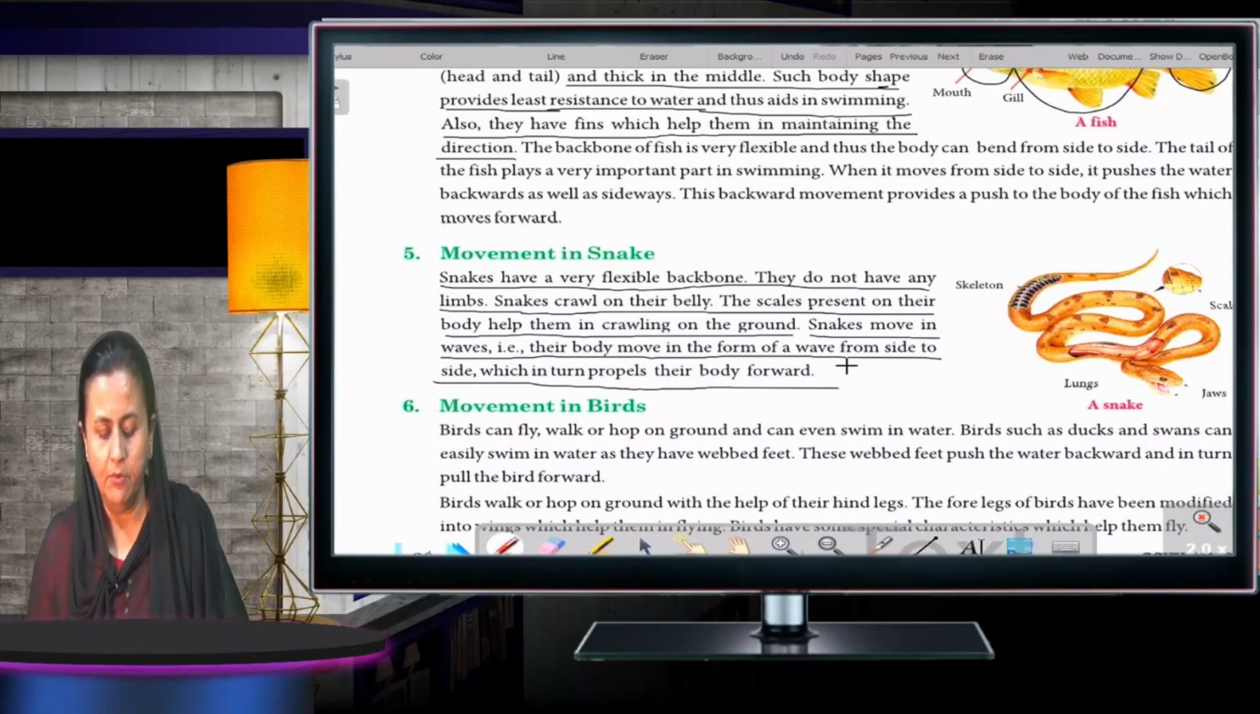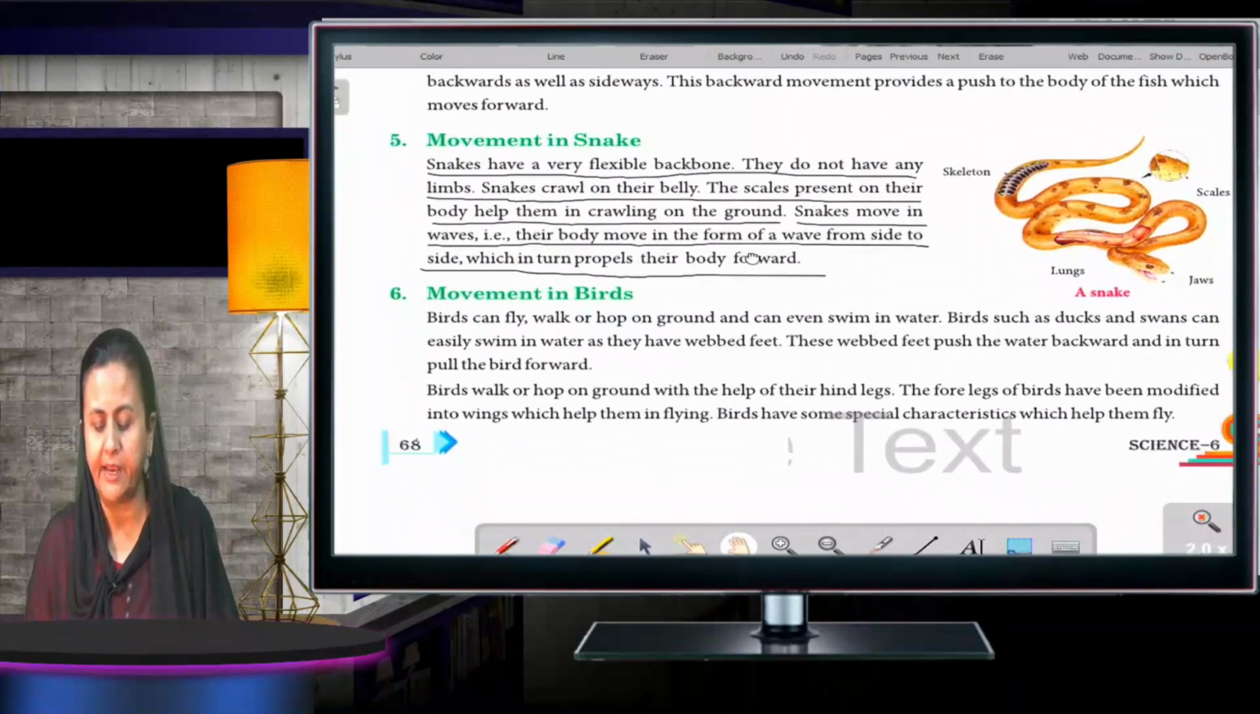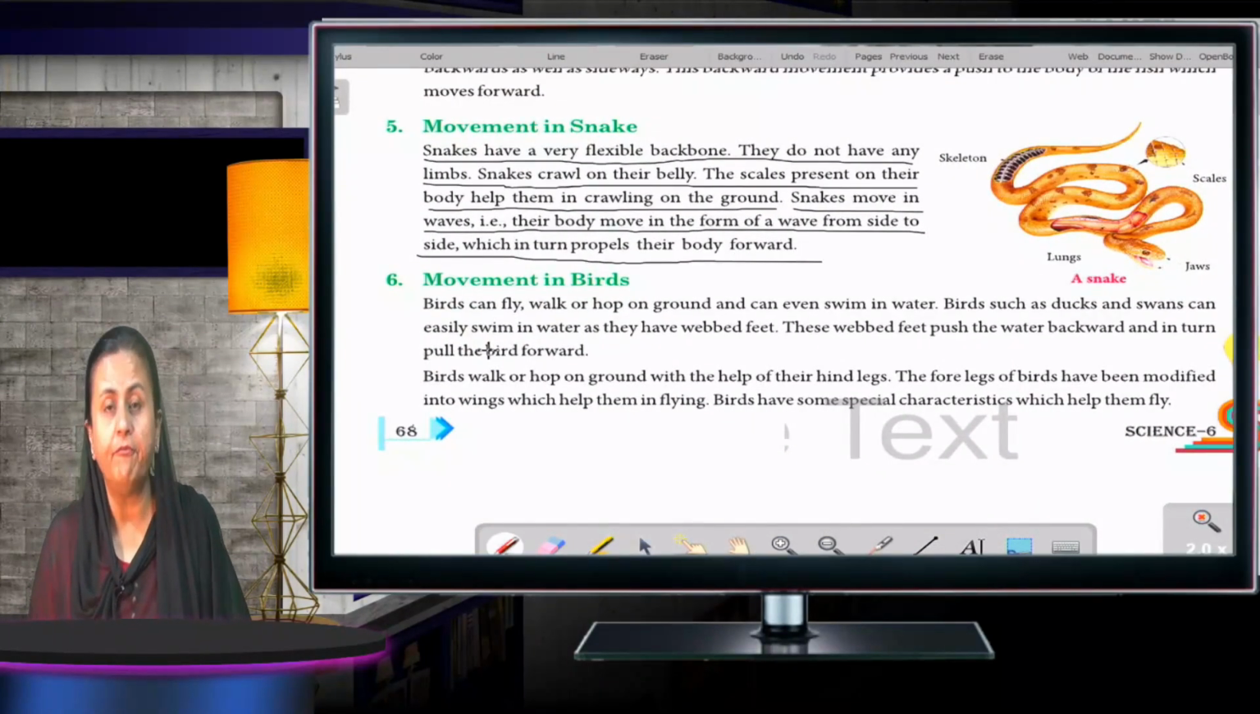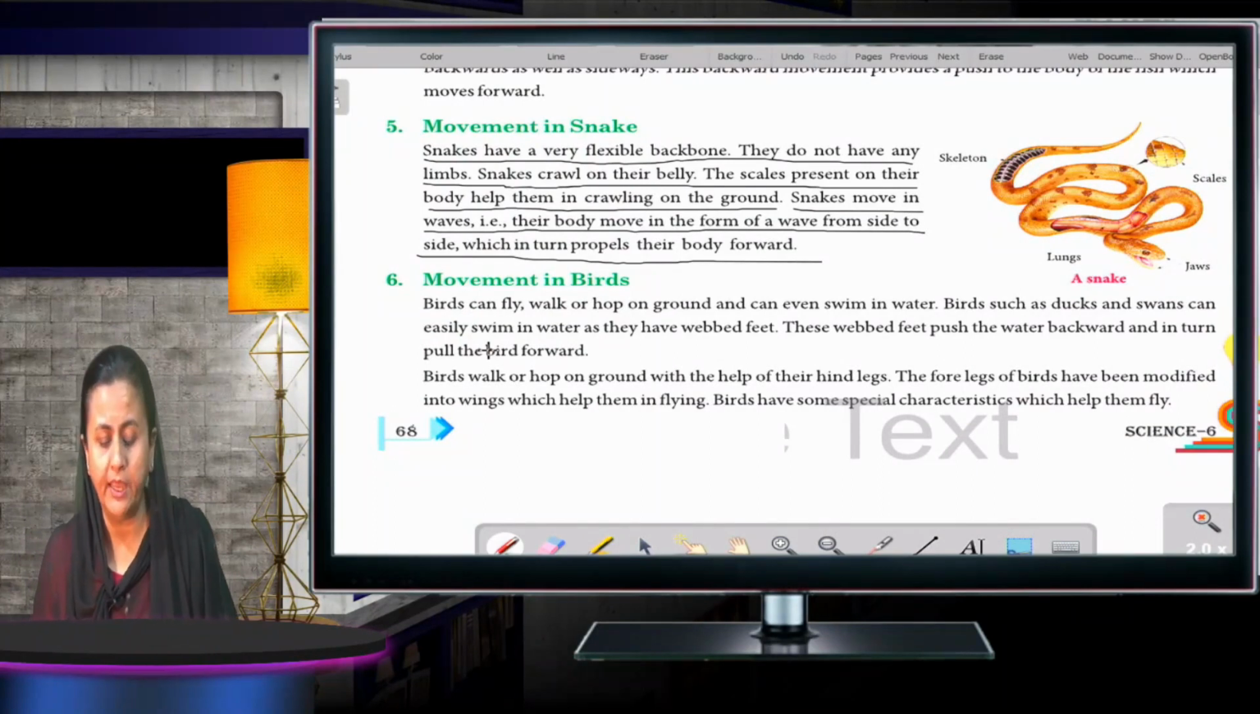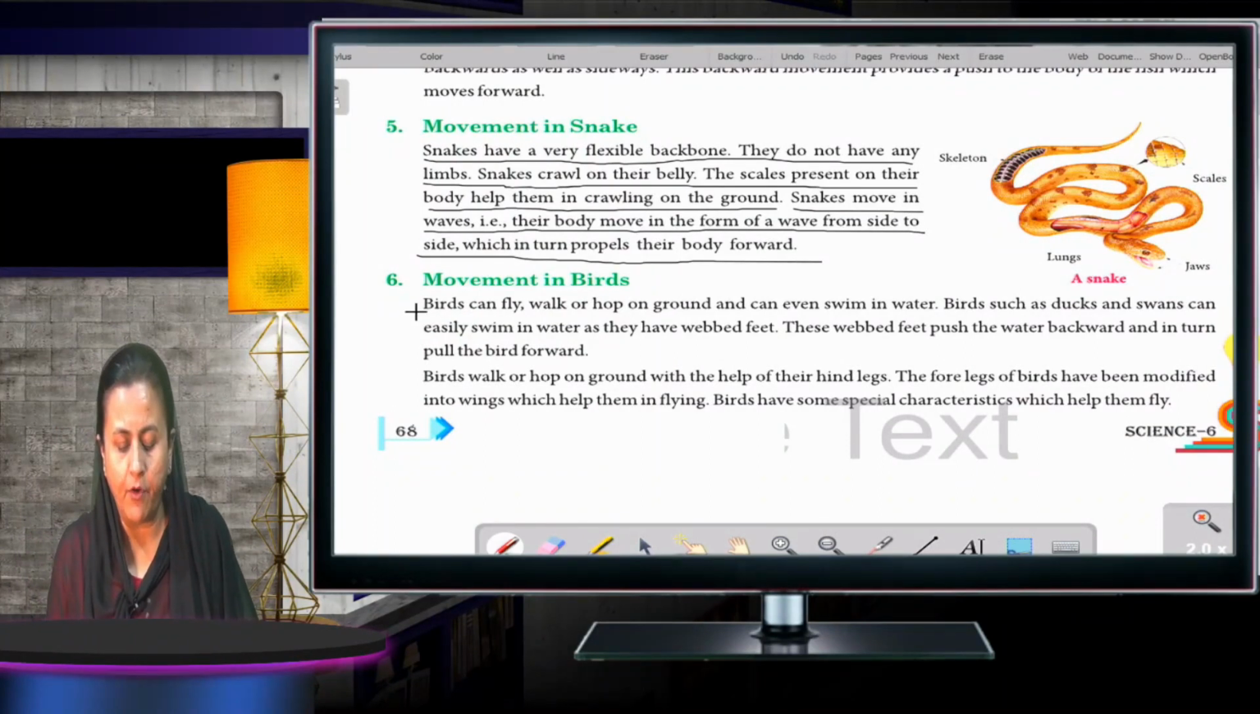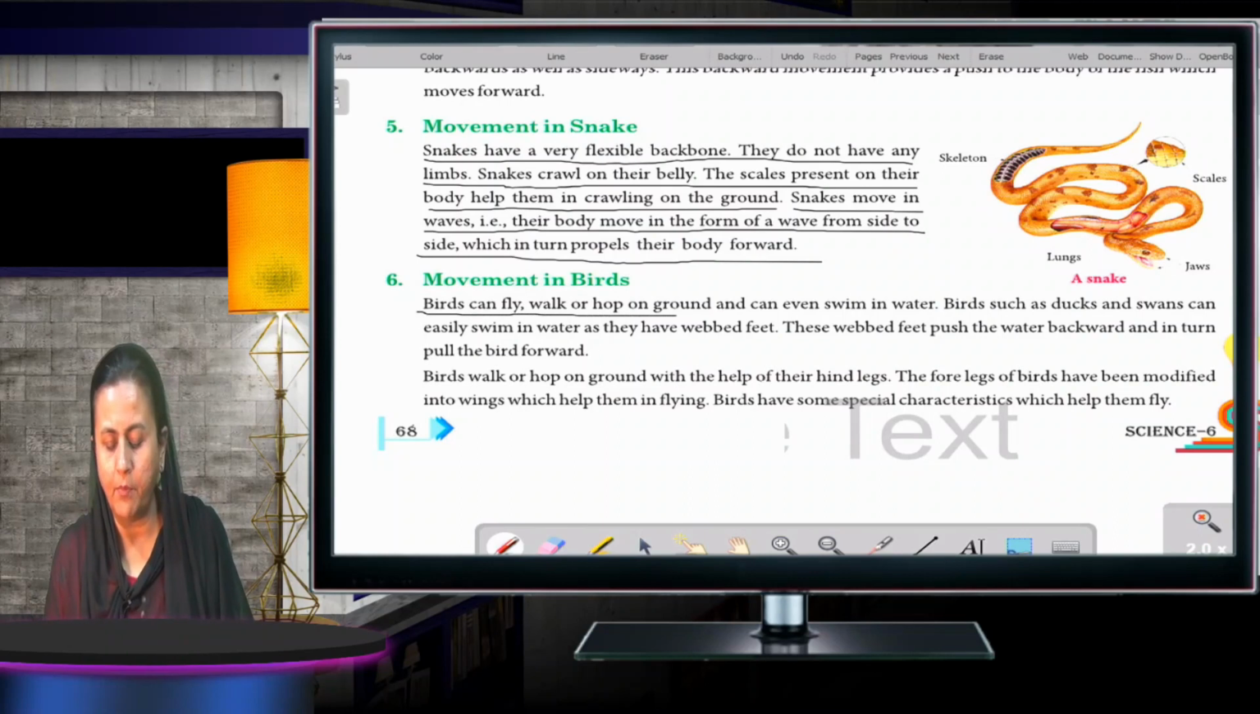Okay. Now, movement in birds. As I told you, the fish have streamlined body. Same is the case with the birds now. Birds too have a streamlined body. Birds can fly, they can hop, and they can walk also. Birds can fly, walk or hop on the ground.